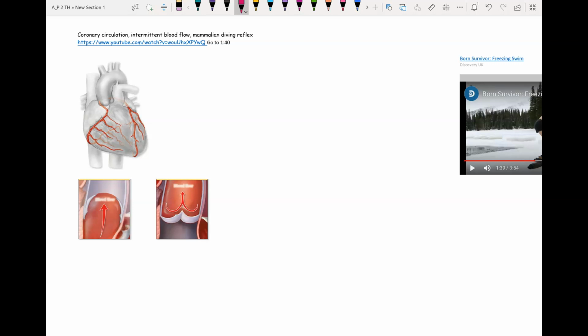You know about coronary circulation. You have these arteries, and there are also veins on the surface of the heart that are there to supply oxygenated blood to the cardiac muscle. You also know how important it is to get plenty of oxygen to the heart because the heart cannot tolerate ischemia.